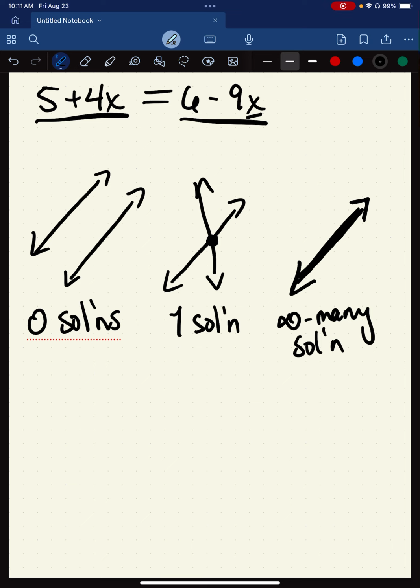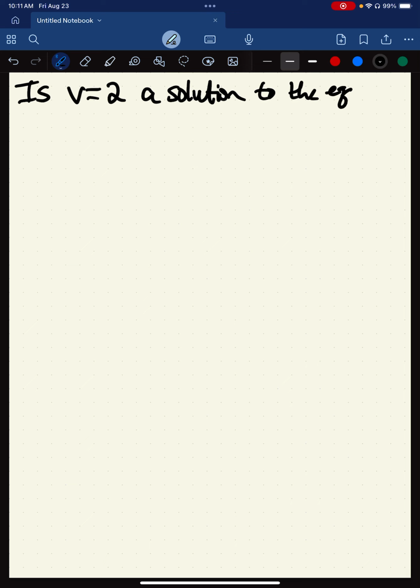So let's actually go in and start calculating what the solutions are, and how to determine if something is a solution. Let's start out with a relatively simple one. Is v equals 2 a solution to the equation 4v minus 2 equals 16? Actually, I'll do 6.